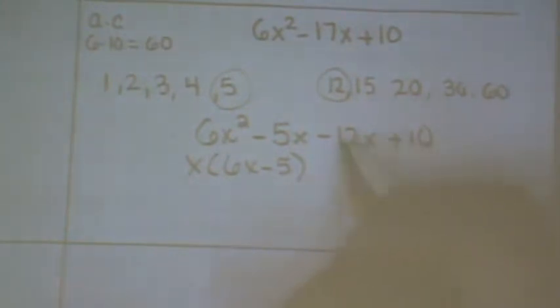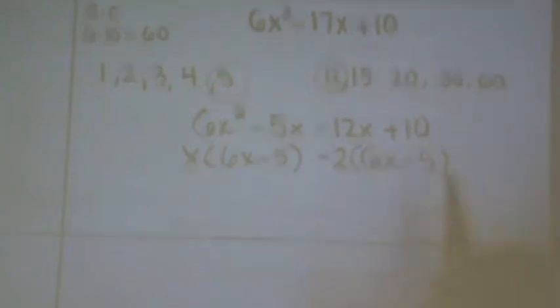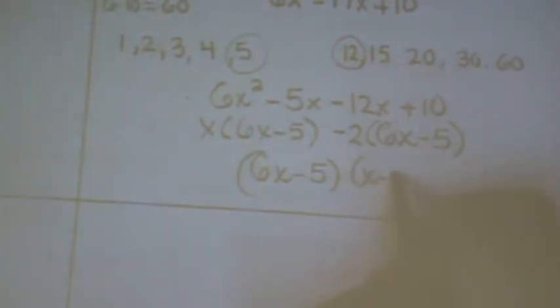And then what can you take out of these two? A negative 2. And you're left with 6x minus 5. And now what's your final answer? x minus 2 times 6x minus 5. Now let's check it, see if this works.